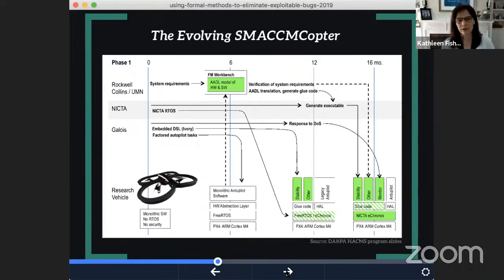So by the end of the first 16 months of the program, when they had to turn over the new and improved copter, now they call it the SMACM copter, to the red team for assessment, we had a fair bit of the code verified to a higher level of security. The work that Rockwell Collins did also generated a high-level architecture description, and from that generated the glue code that connected everything together. So the parts that are green in the diagram were notionally built to a higher assurance standard, while the parts that were white were still residual.